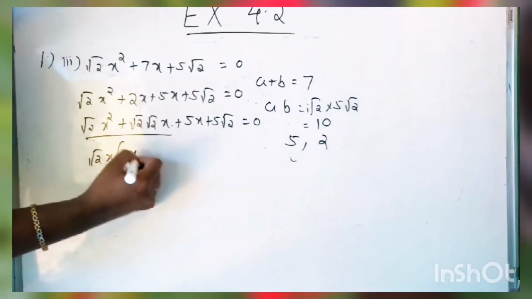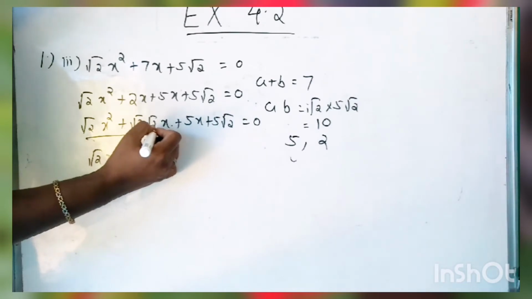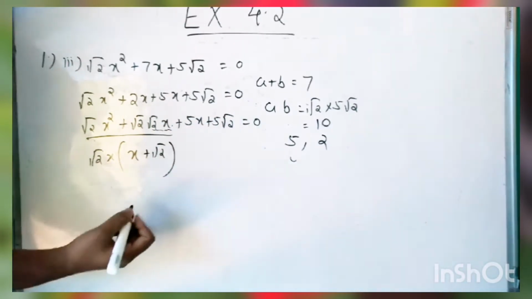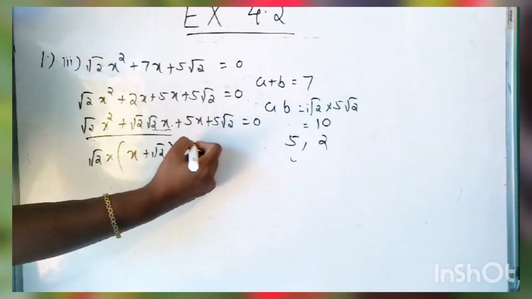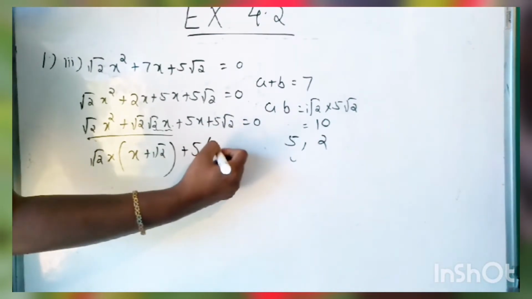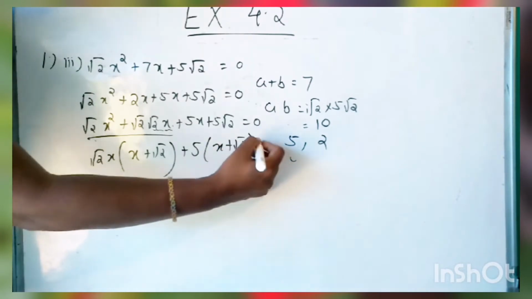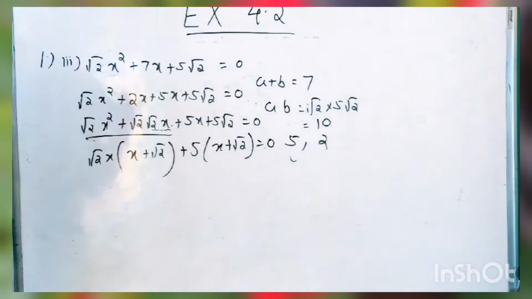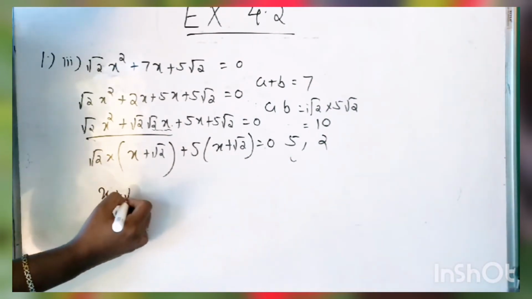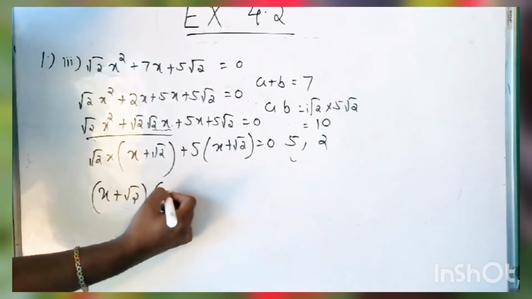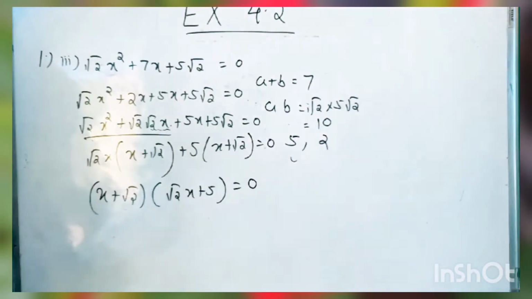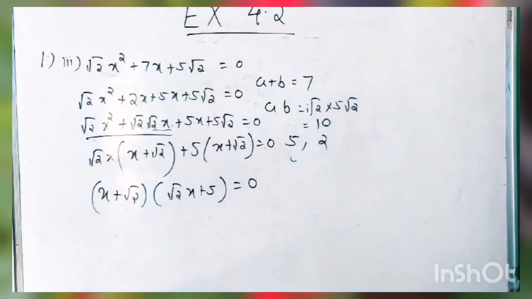Then in the first term x will remain, and in the second term, root 2 will remain. And from these two terms, take 5 common, then x plus root 2 is equal to 0. Here x plus root 2 is common, so take it outside. So x plus root 2 into root 2x plus 5 is equal to 0.